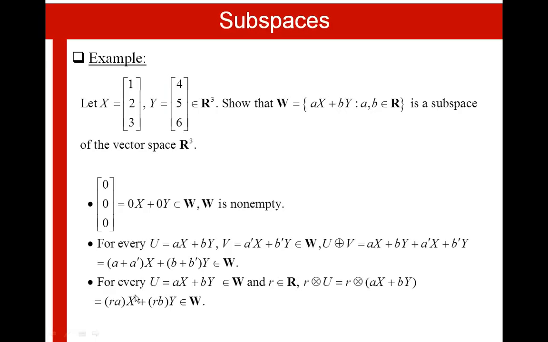Lastly, for every U equal to AX plus BY that belongs to W and any real number R, if we multiply the real number times the vector U, we obtain RA times X plus RB times Y. It is clear here that RA is similar to the A here, and RB is similar to the B here. They are all real numbers, and they conform to exactly the same form, therefore it belongs to W. Thus all these three conditions show that the set W is a subspace of the vector space R3.